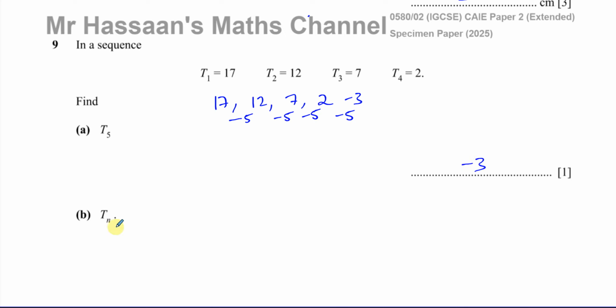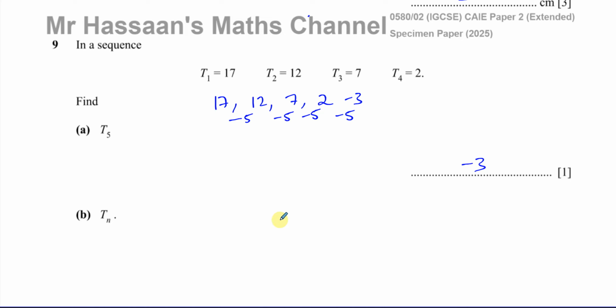And then it says Tn, which means find the nth term. It means the algebraic formula for any term that you want to find. So the nth term can be found in the following way. This is called a linear sequence, because the first row of differences, what we found here, is a constant. To get from one term to the next term, you have to add or subtract the same number. In this case, you have to subtract the same number each time.